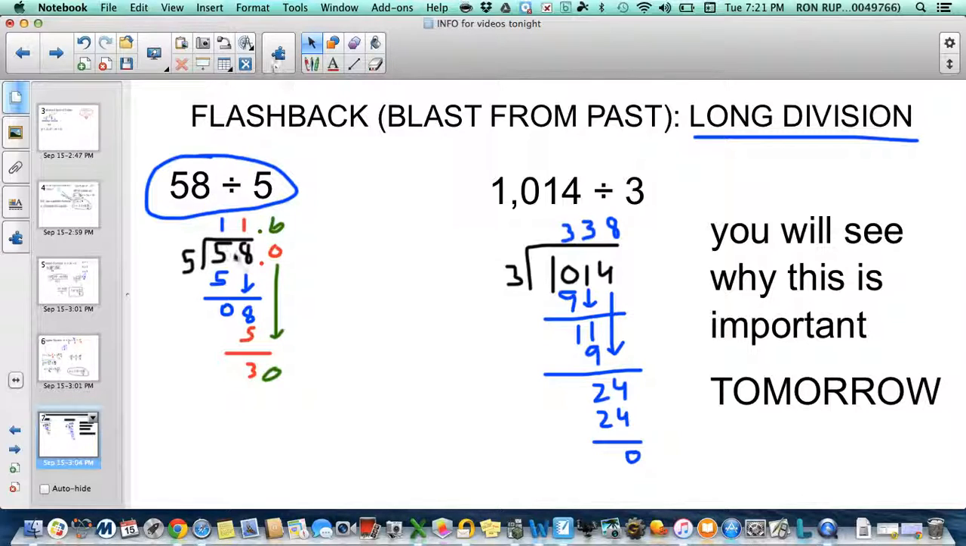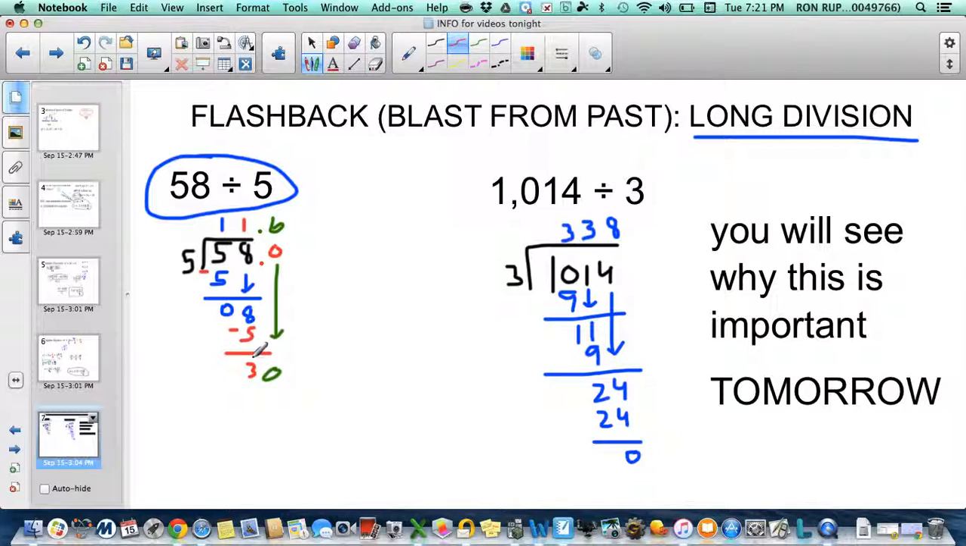And so we look at this. How many times does 5 go into 5? One time. 1 times 5 is 5. 5 minus 5 is 0. And then we bring down this 8. And so now we're going to figure out how many times 5 goes into 8. Well, that's also 1 time. 1 times 5 is 5. 8 minus 5 is 3.